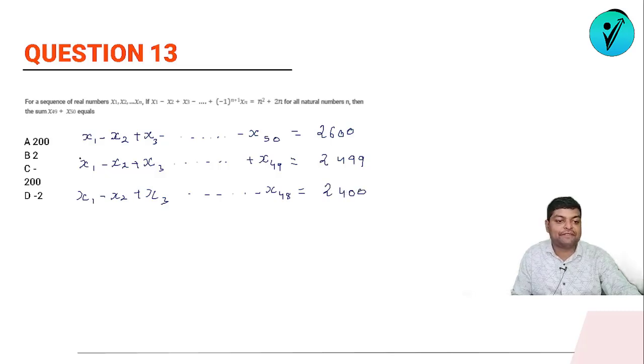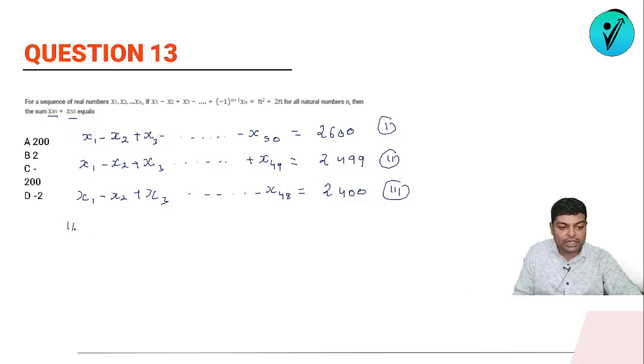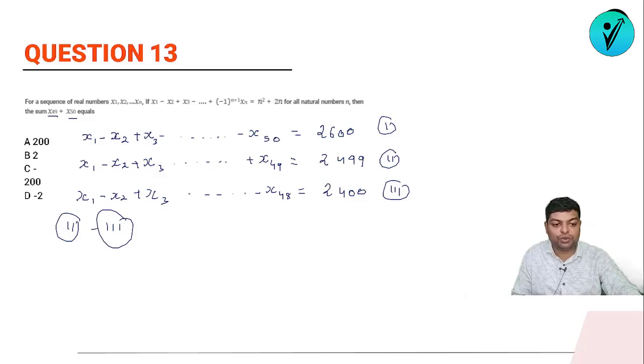Now what we have to get? We have to get the value of x49 plus x50. Suppose I'm saying this is equation 1, this is equation 2, and this is equation 3. Now if you get the difference of 2 and 3, if I subtract equation 3 from equation 2, what will I get? I'll get the value of x49. अगर आप 2 minus 3 करोगे, this will become negative, this will become positive, negative, positive, and everything will get cancelled out. Ultimately we'll be left with only x49.